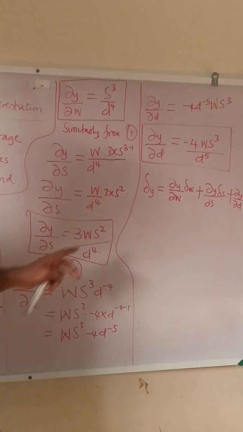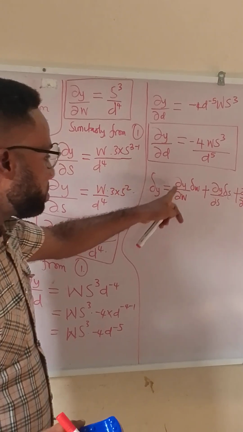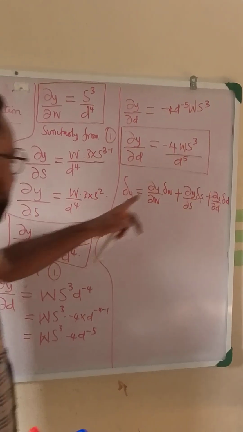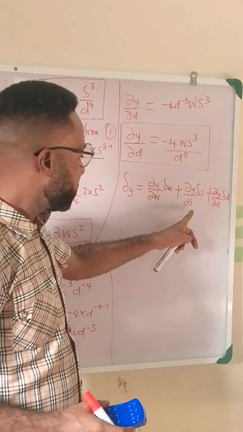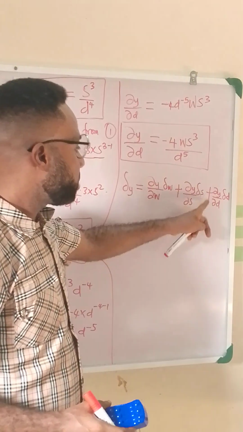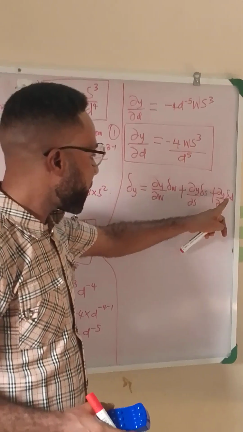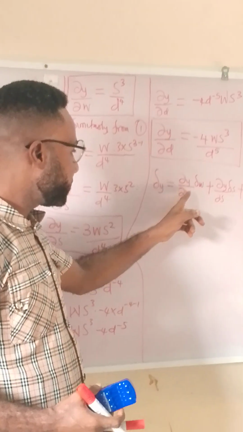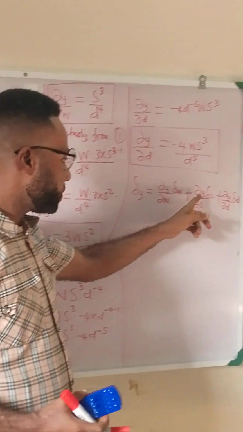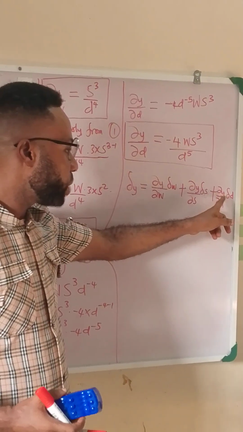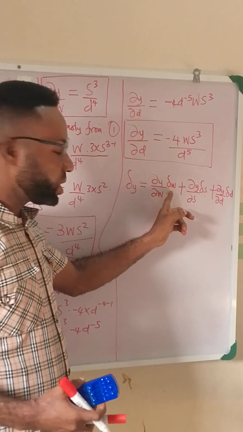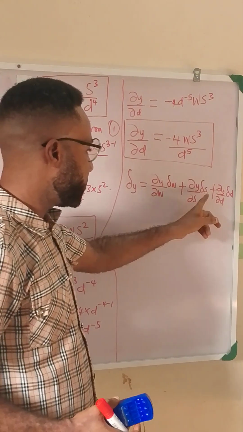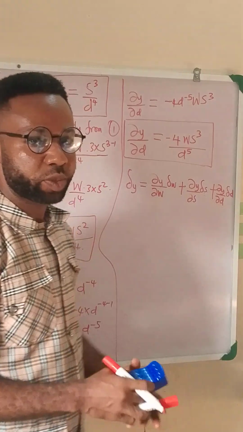Look at what I did. You take the change in y, that's the increase in y, will be partial derivative of y with respect to w times change in w, plus partial derivative of y with respect to s times change in s, plus partial derivative of y with respect to d times change in d. So we've gotten the values for partial derivative of y with respect to w, that of y with respect to s, and that of y with respect to d. But we've not been able to bring out the value of change in w, change in s, and change in d. So that's what I want to do.